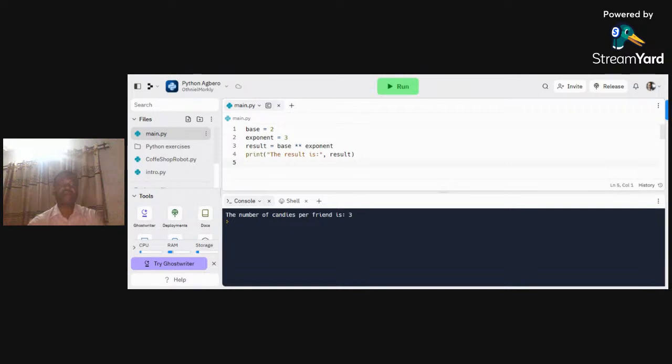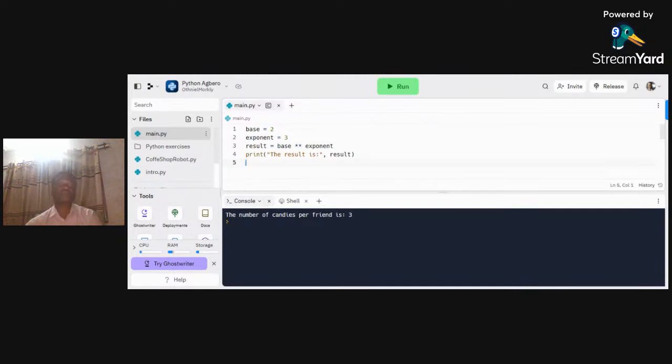So let's say you have a variable called base equals 2. You now have exponent equals 3. These are all just names. You can use any name. And then your result is equal to base raised to the power of the exponent. So you would have written 2 raised to the power 3 if you were writing it.